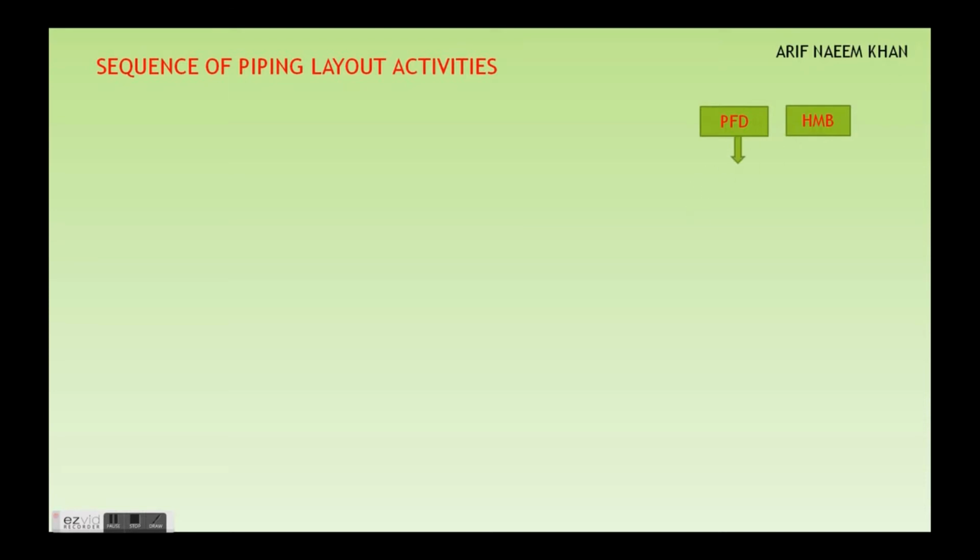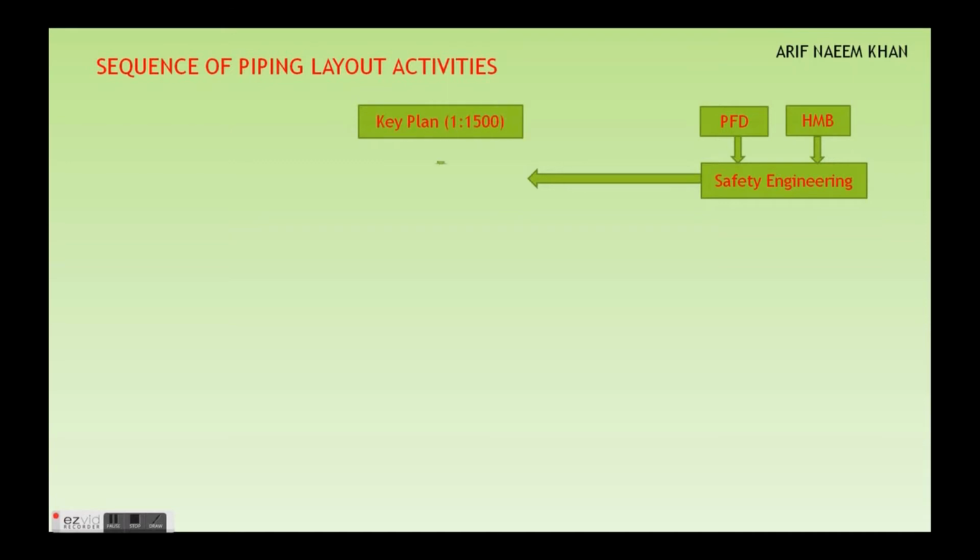So first of all, we already discussed in previous slides the PFD and heat and mass balance sheets. These are the two basic process documents that provide us the basis. We got input from the process flow diagram and heat and mass balance, and our safety engineering then provides us the input for the plot plan or the key plan.